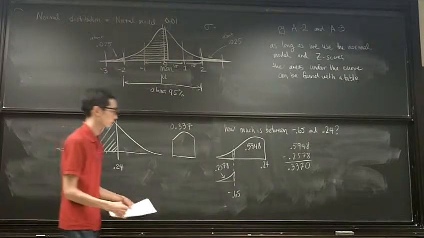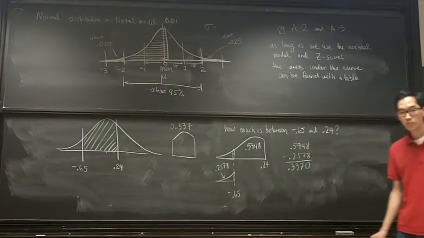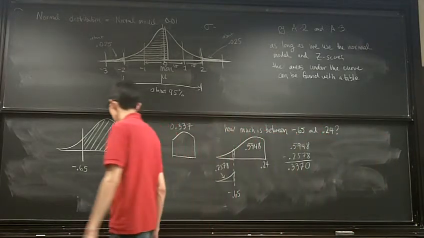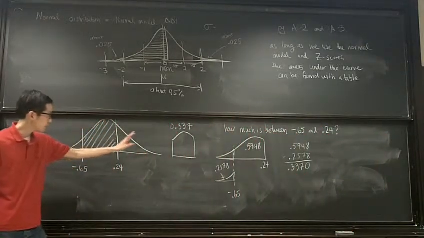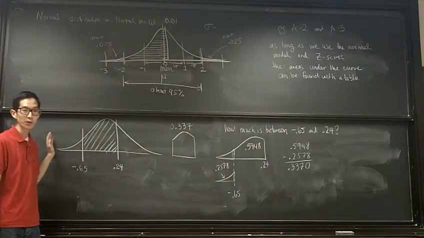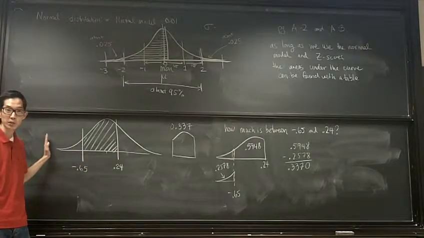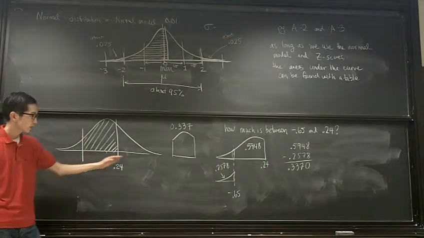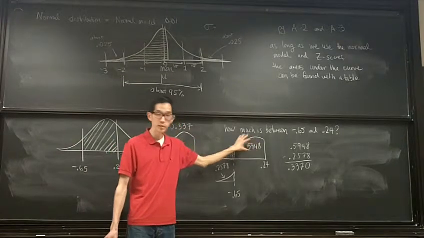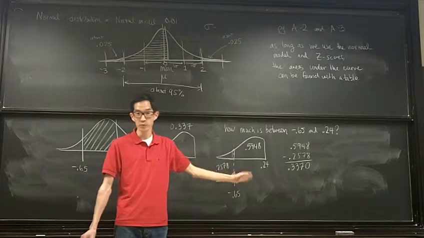Wait a minute. Don't you have to add? You don't have to add anything. Don't you have to add those two figures and then get -1? Nope. I'm saying how much is in this piece right here? Well, I'm going to take everything to the left of 0.24, and I'm going to cut off everything that's to the left of negative 0.65. So I'm subtracting the area to the left of negative 0.65 from the total area to the left of positive 0.24. And I'm getting the area in between, 0.337.